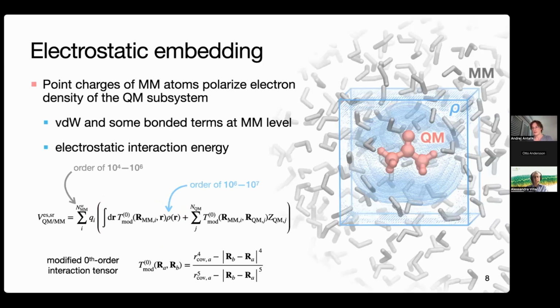And since these types of codes store quantities like charge or electron density on real space grids, with a number of grid points in the order of magnitude between millions and tens of millions, and typically in the MM subsystem we have a number of atoms between tens of thousands up to millions, this gets expensive really fast.